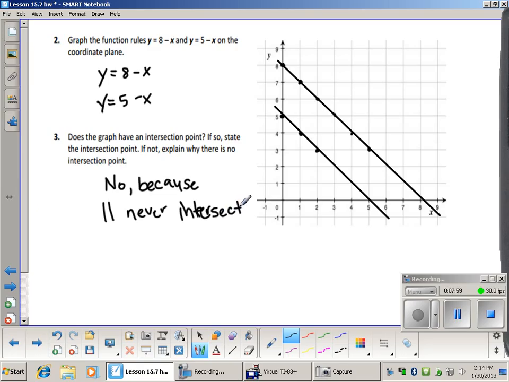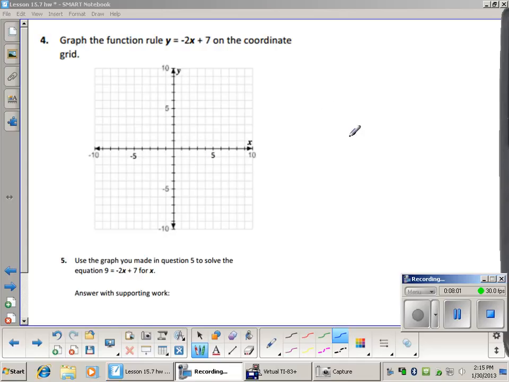Alright guys, here we are, the last two. So, number 4 is telling me to graph this function rule y equals negative 2x plus 7 on the grid. Okay, again, much like numbers 2 and 3 that we just did. Here, it's in slope-intercept form. So I know that my slope is a negative 2 and my y-intercept is a positive 7. So I'm going to start with my y-intercept, go to the y-axis, and go up to 7, right here.